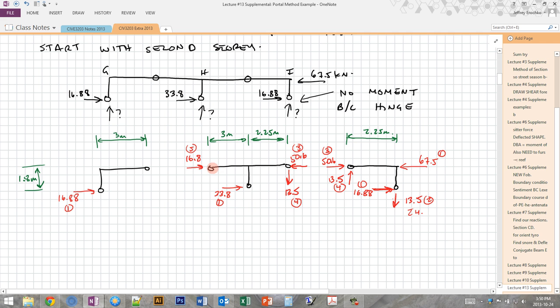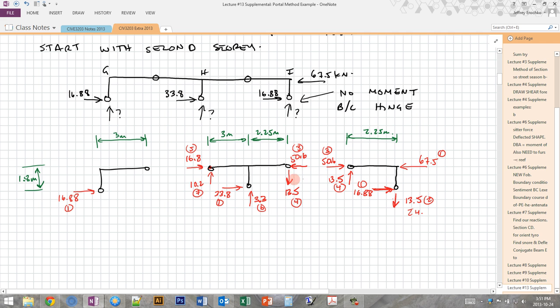Or instead of finding this one first, I could have done a moment equilibrium about this point and then found this one directly here. So if I do moment equilibrium here, these two are known. This one doesn't actually come into it since it's in line with the point. This one is known, and the only unknown is the vertical reaction here, which turns out to be 3.3. And I'll call that 6. And then this last one comes out of vertical equilibrium, which we get 10.2.